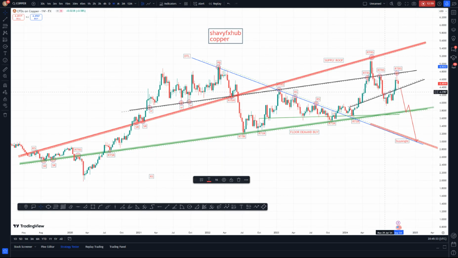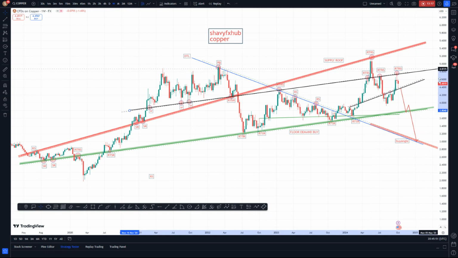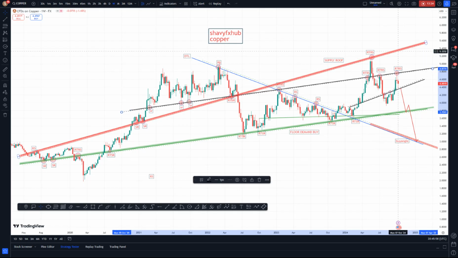So what we expect here after forming a double bottom, where price now came down, retest the neckline, I expect price to shoot back and break the previous high. But that won't be possible until we break the structure. So we expect that our current resistance that held price should be broken for us to see a touch into the supply roof where the institution have capped the price of copper.